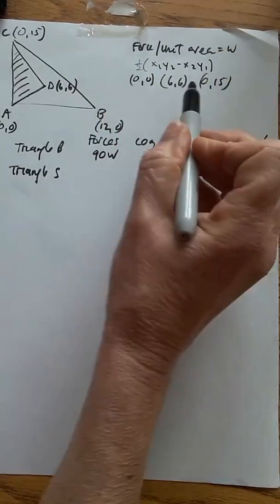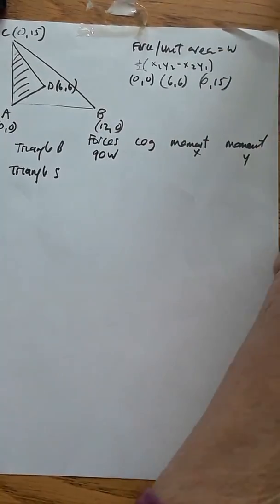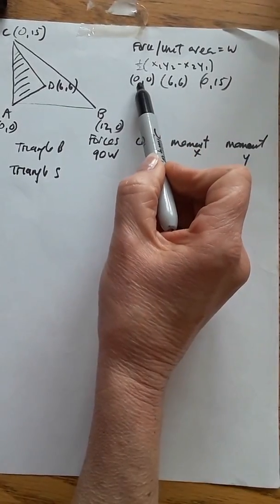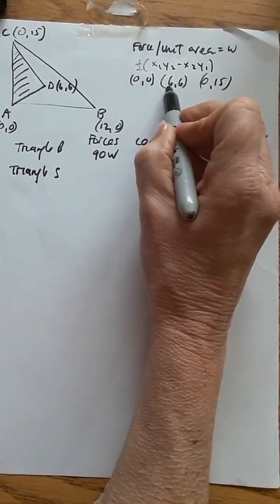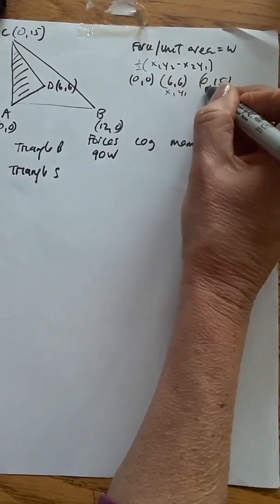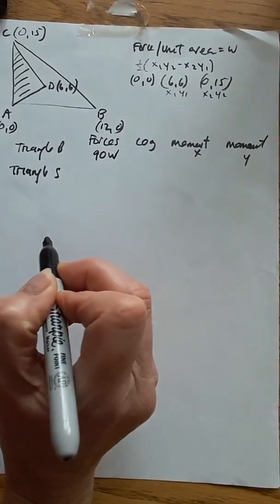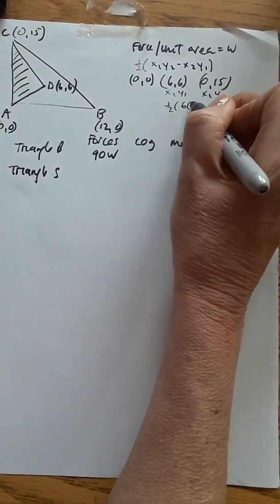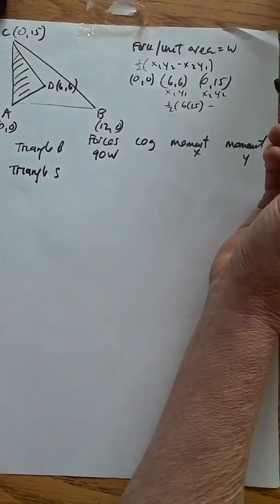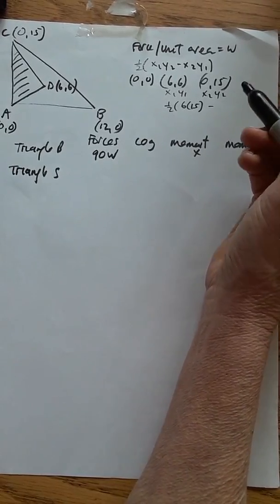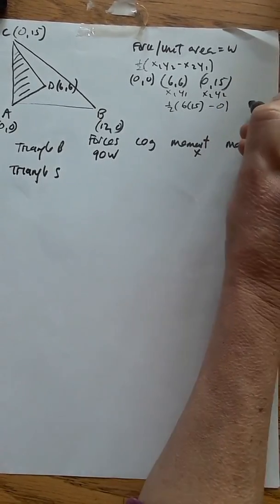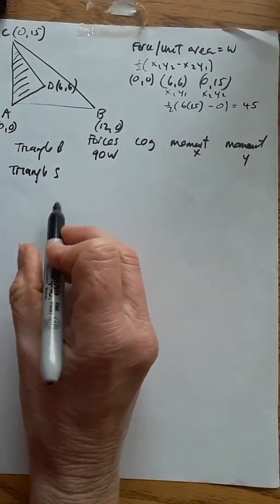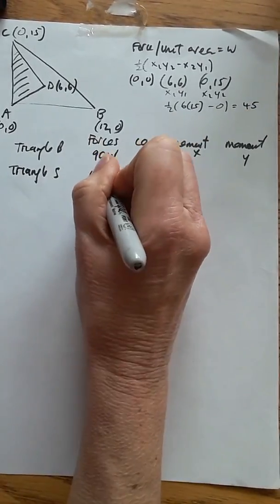So those are three vertices of that small triangle. To use this formula, one of the vertices has to be 0, 0, which it is. So therefore, I can just put these in as x1, y1, x2, y2, and find the area of that triangle. So this becomes a half, 6 times 15, minus 6 times 0. So that will just give me a half of 90. And a half of 90, of course, is 45. So the area of this small triangle is 45W.